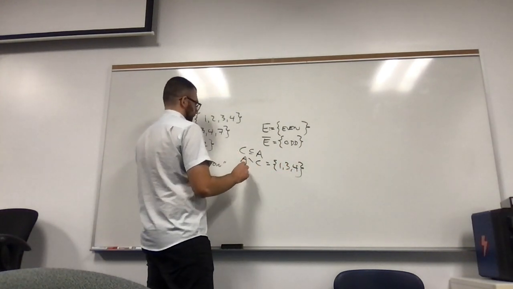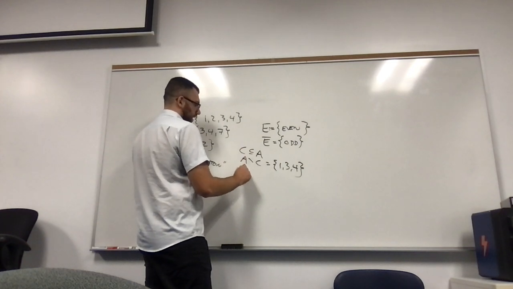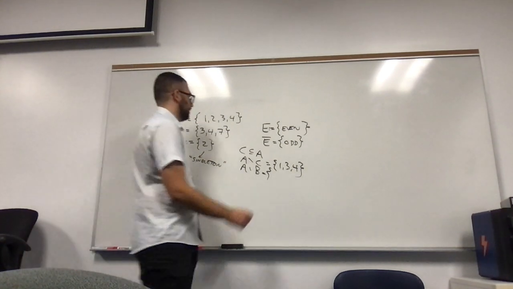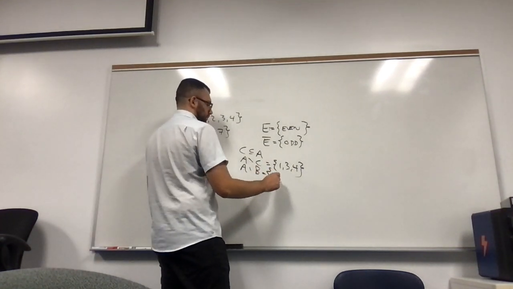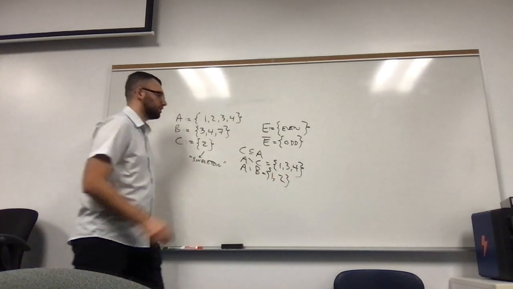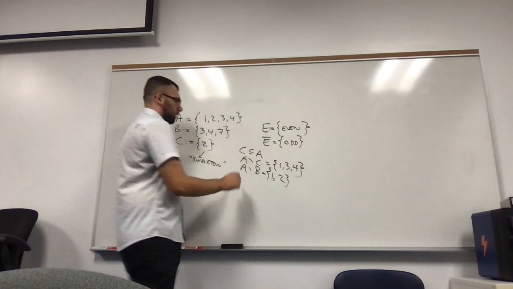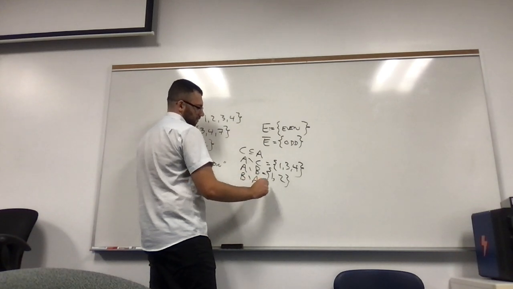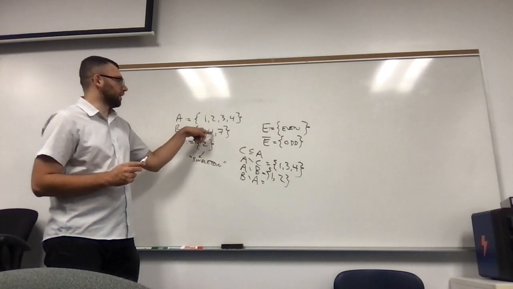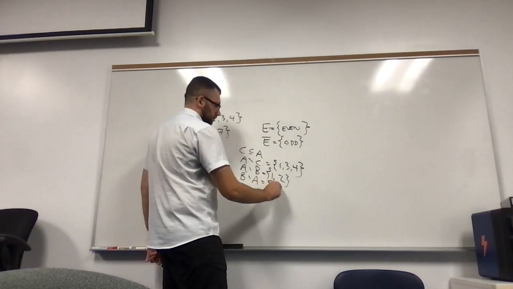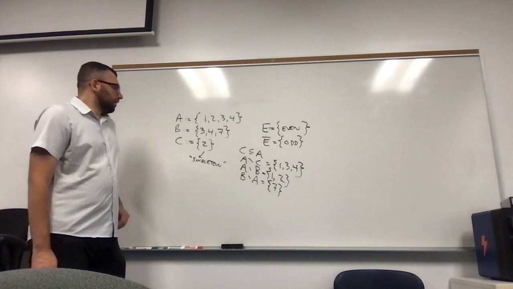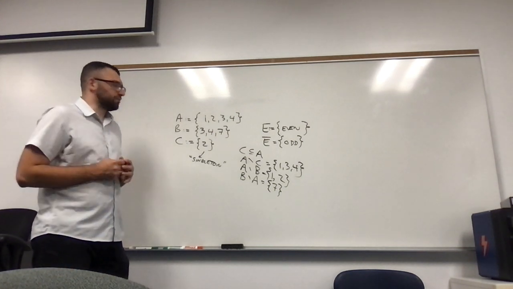What about if we do A minus B? So A minus B, what do we get? We get 1 and 2, since the 3 and 4 are gonna get dropped. What about if we do B minus A? Well, B minus A, the 3 and the 4 are gonna get dropped. All we're left with is 7. So A minus B is not the same thing as B minus A. Be careful with that. Cool, okay, there's another operation with set subtraction.